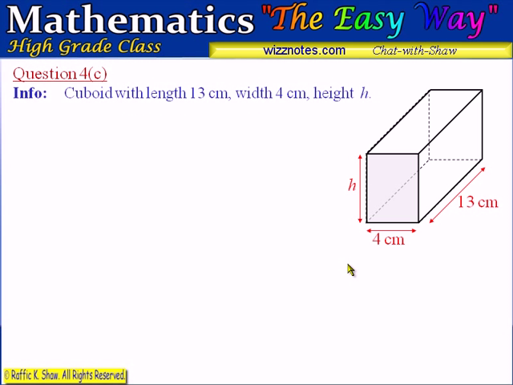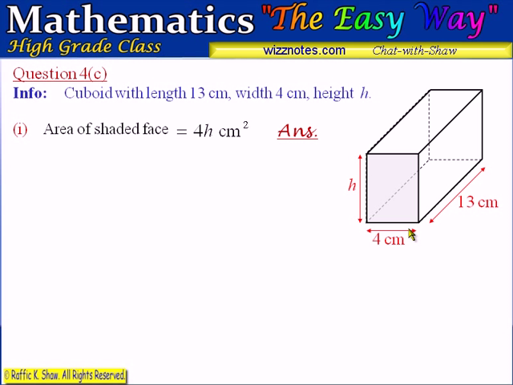Question 4c tells us of a cuboid with a length of 13 centimeters, a width of 4 centimeters, and a height of h centimeters. Right? And we're asked in part 1 to state the area of the shaded face, the area of this face right here. That's a rectangle, so the area of the face is simply the product of the width and the height. So that's 4h centimeters squared. Alright, so that's the area of the face here.